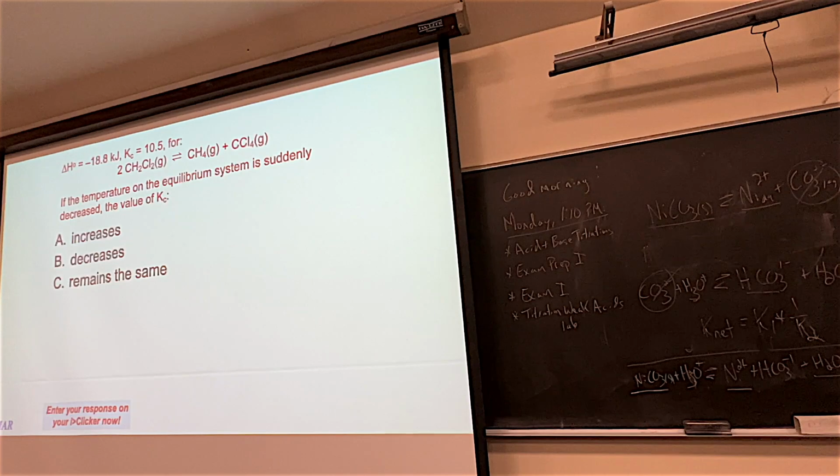If this had been a positive delta H, that would have been endothermic, and heat would have been a reactant. So knowing that this is exothermic, we're going to cool this reaction down. What's going to happen to K? See if you can figure out how this will affect K. We'll talk about it in a little bit.